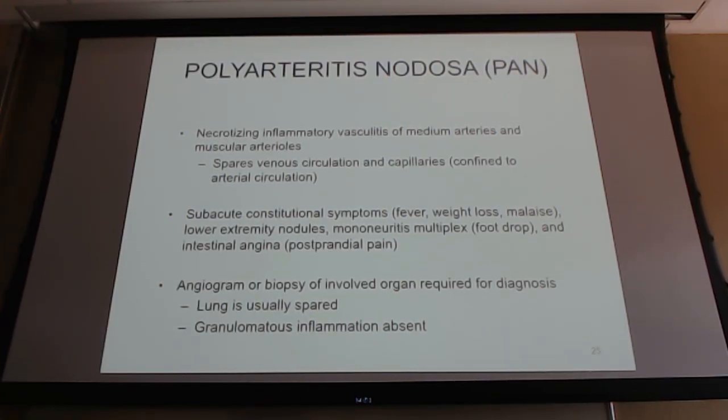Subacute constitutional symptoms, so they have some fever, weight loss, malaise, lower extremity nodules, mononeuritis multiplex, so that foot drop, and intestinal angina, so they get that postprandial pain. So after they eat, something is just not feeling like it's sitting well. Angiogram or biopsy of the involved organ is required for diagnosis. So what organ is acting up with this blood flow that is causing this to happen?